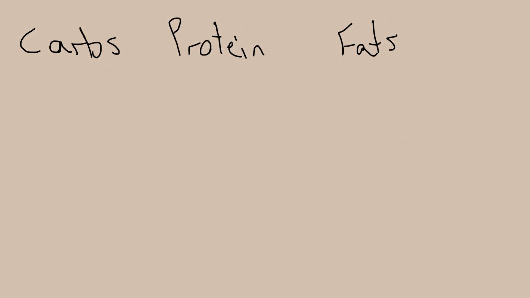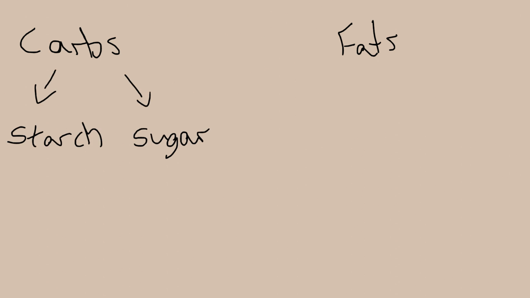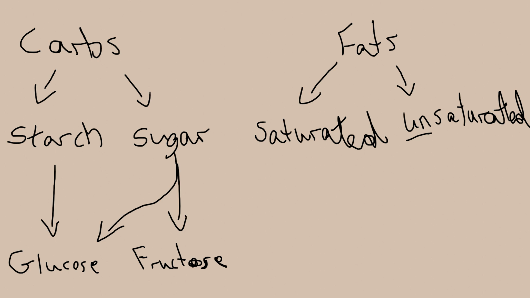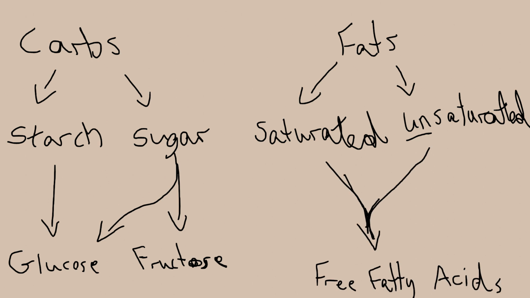The food you eat can be broken down into three basic components: carbohydrates, proteins, and fats. For this video, we will ignore proteins and focus on carbs, which can be broken down into starches and sugars, and fats, which can be split into saturated and unsaturated. Starches will be broken down into glucose, whereas sugars will be broken down into both glucose and fructose. The fats will be referred to as saturated or unsaturated free fatty acid.